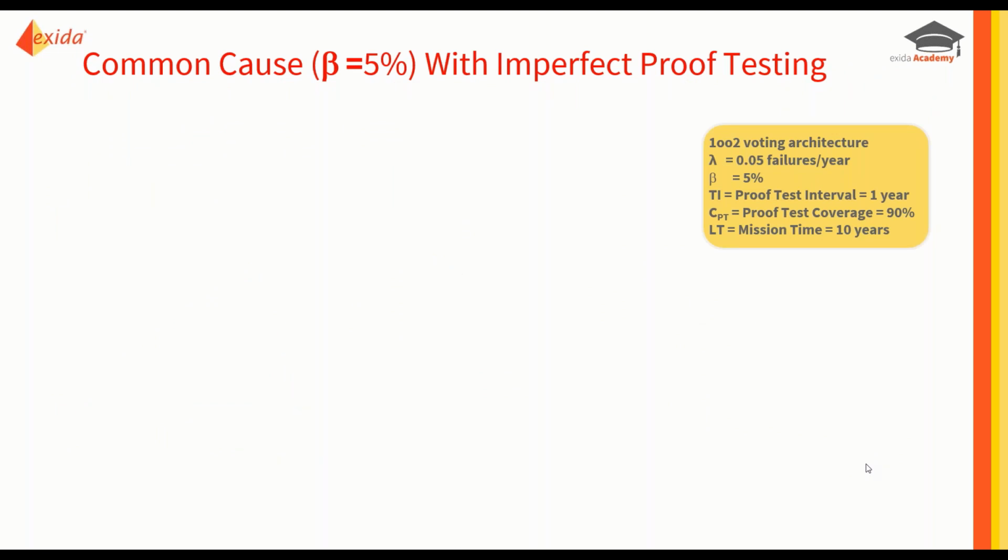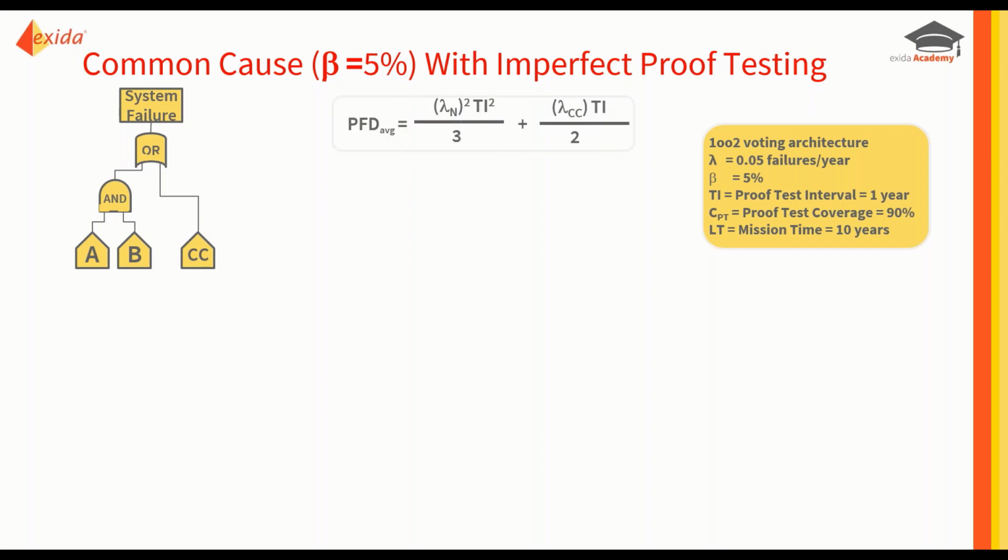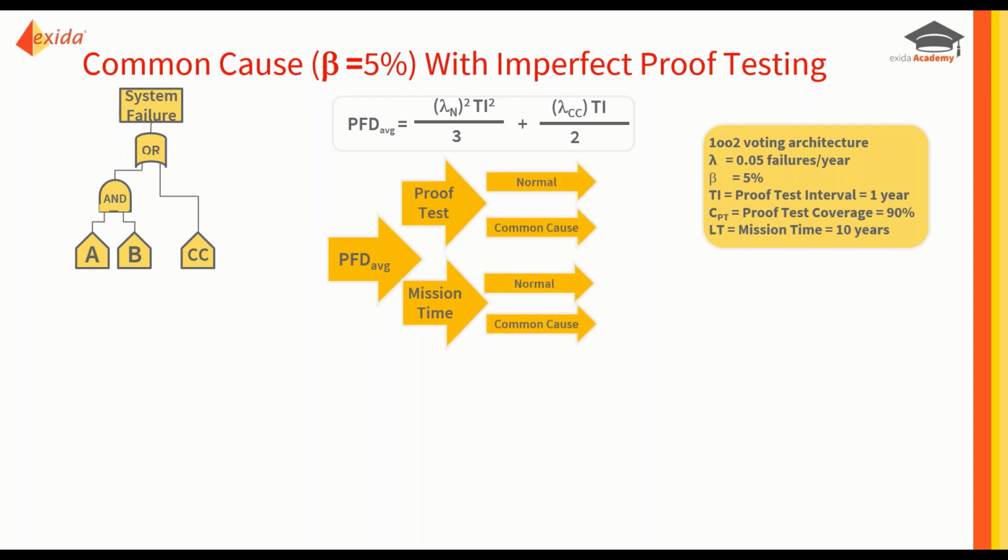So if we use our 5% now with imperfect proof testing, let's look at this example. We have to account for the fact that we don't have perfect proof testing, and that we still have the separation of the independent failures and the common cause contribution. So if we look at it this way, our PFDavg is going to be made up of our proof test and mission time portions, each of which is going to have a normal and independent failure and a common cause contribution.